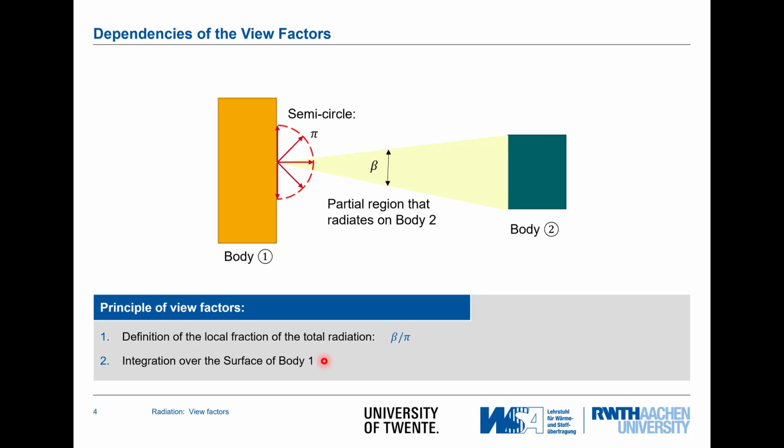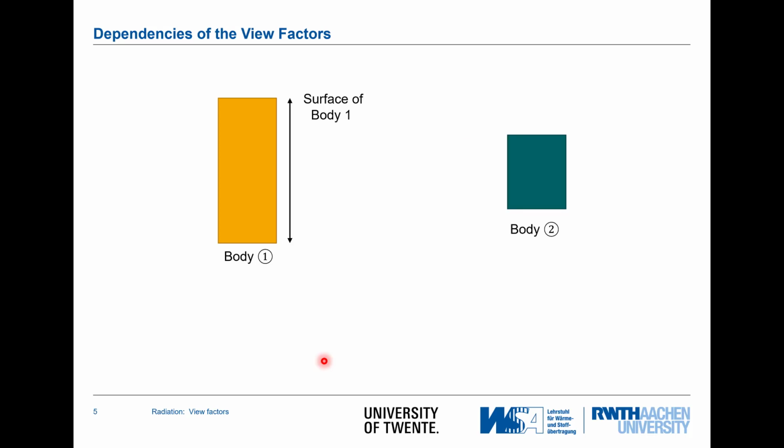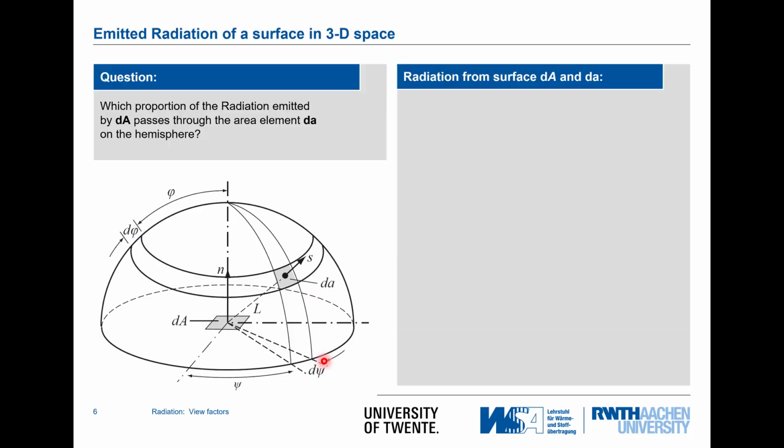Now if we generalize this for a 3D space, well, we need to take into account the orientation, the distance, and so on. In order to do so, I bring here now another geometrical arrangement. This geometrical arrangement is shown here.